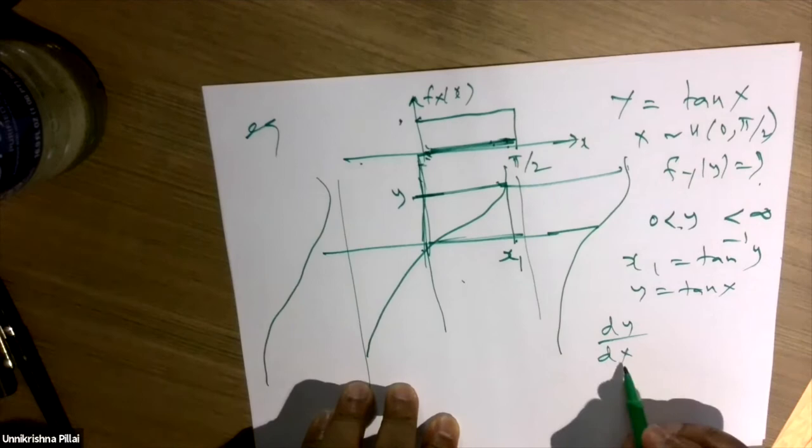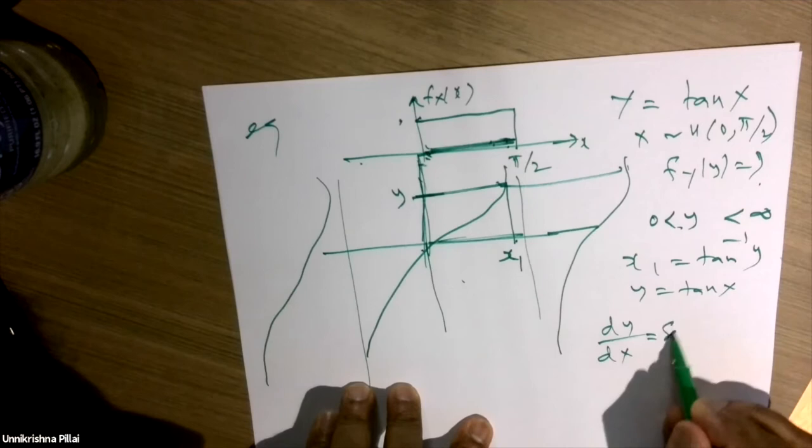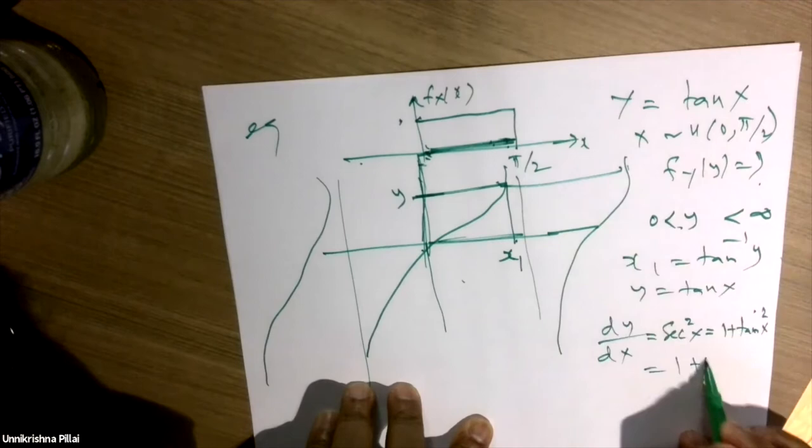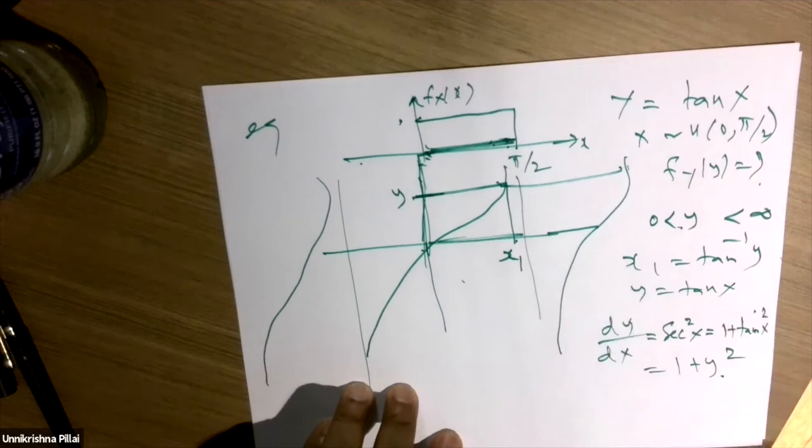What's the derivative of tan x? 1 over cos squared x, which is what? 1 plus what? 1 plus tan squared x, right? But tan x is y, so the whole idea is always you want to rewrite the derivative in terms of y. That's why I went through all that. So we are ready for the last step. We got everything.